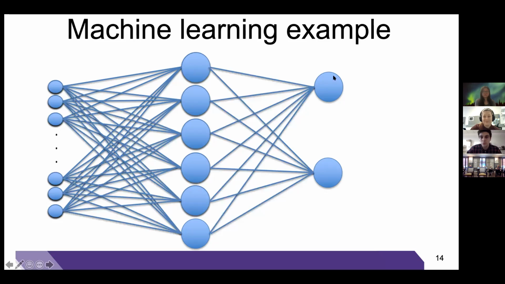And once it receives some validation that it's either correct or incorrect, it will go back and reweight all of these lines and make some of them thinner and some of them thicker so that it can more accurately make predictions. Question. Yes.